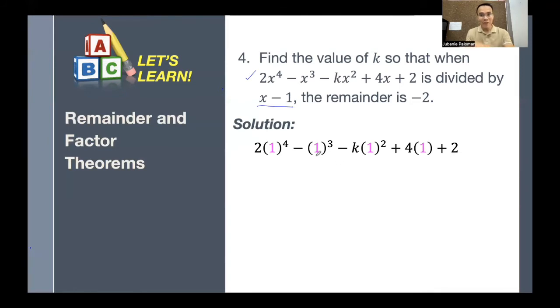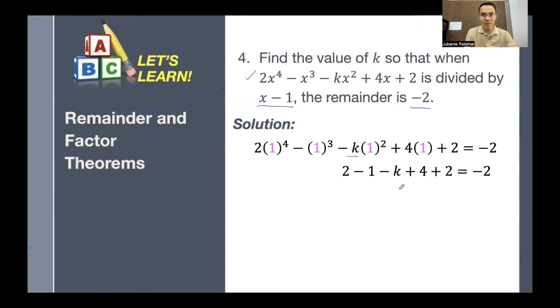After simplifying all these terms, combining similar terms, the result is a value. And that value is going to be the remainder. What's the remainder? It's negative 2. So we have now this linear equation, and in this equation, our variable is just k. So let's proceed. Let's simplify everything.